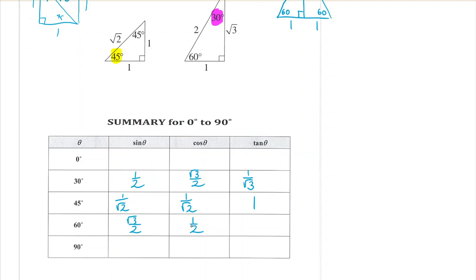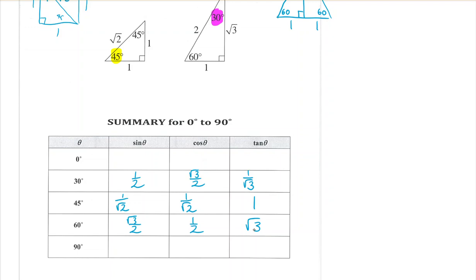And tan of 60, tan is opposite over adjacent, which is root 3 over 1, or just root 3. The 1 doesn't need to be there, right? Okay, so those ones there are the exact values that come from those triangles. In the exercises that you do, please be prepared to rationalize your denominators.